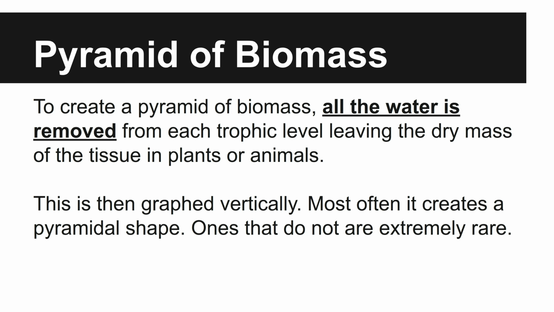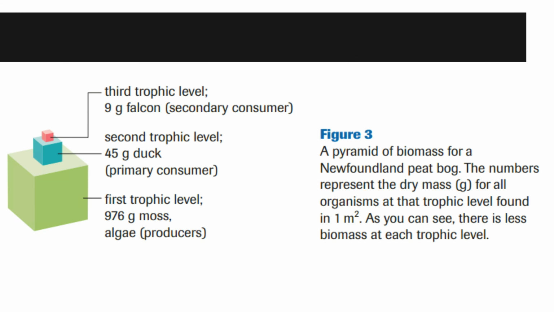To create a pyramid of biomass, all the water is removed from each trophic level, leaving the dry mass of the tissues in plants and animals. Again, this is a mathematical model. Okay, we aren't actually going to pull any water out of animals or plants to see how much they weigh. It's our best guess. Okay, and most often it creates a pyramidal shape. Ones that do not are extremely rare. So most of these will be pyramid shapes.